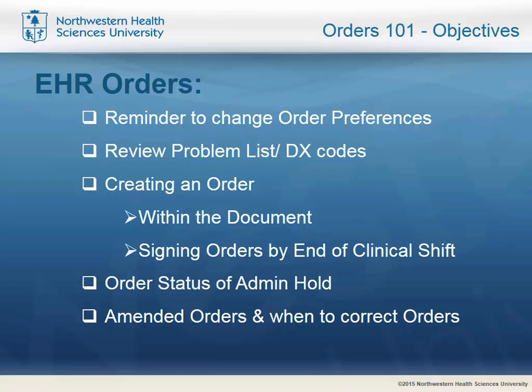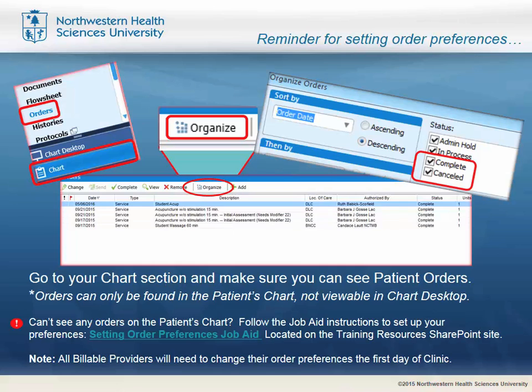So we'll review the order preferences, reviewing problem lists and diagnosis codes, creating an order within the document, signing orders by the end of the clinical shift, order status of admin hold, and amended orders, and when to correct your orders. For setting your order preferences, you can click the Organize button.